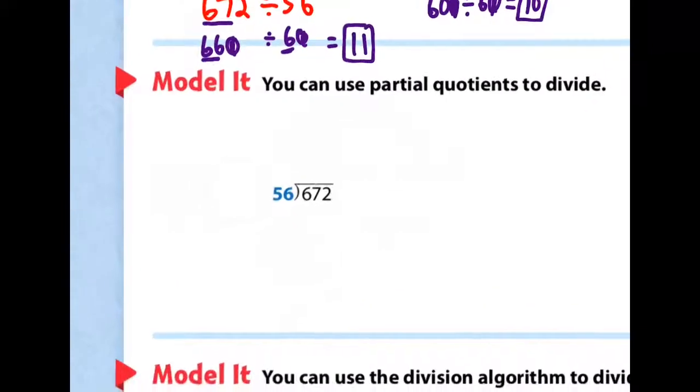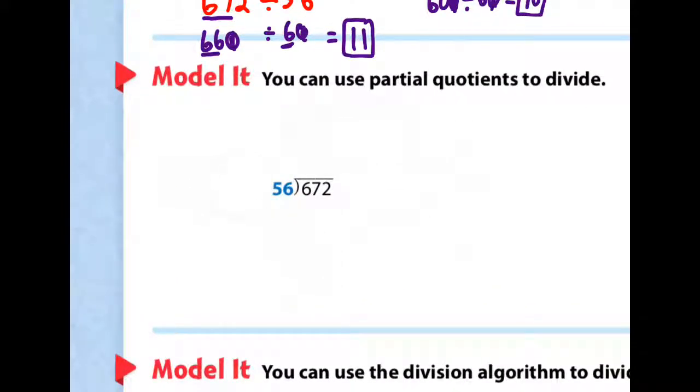So we have to divide 672 by 56. Now when we do partial quotients, we want to use easy numbers. So for example, I know that 56 times 10 is 560, because multiplying by 10 is really easy. So if I say 56 goes into 672 at least 10 times, which is 560. Then I subtract, I get 112.